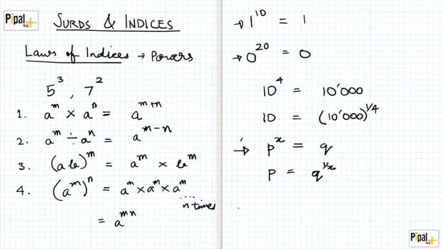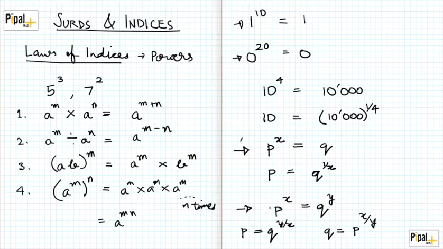The next important result that we must remember is that if let's say p to the power x equals q to the power y, then we can write p as the y by xth power of q. We can take the 1 by xth power of both sides. So we get p on the left hand side and we get q to the power y by x on the right hand side. Likewise, q is equal to the x by yth power of p. From this result, we can derive both of these.